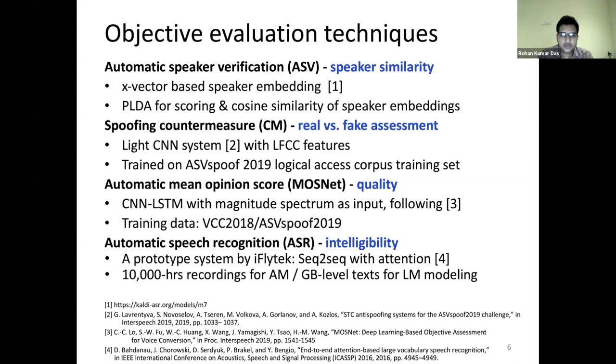And we use two different kinds of models in this work. One is using the previous first voice conversion challenge data, which is VCC 2018, and another is the latest ASVspoof series challenge data, ASVspoof 2019.